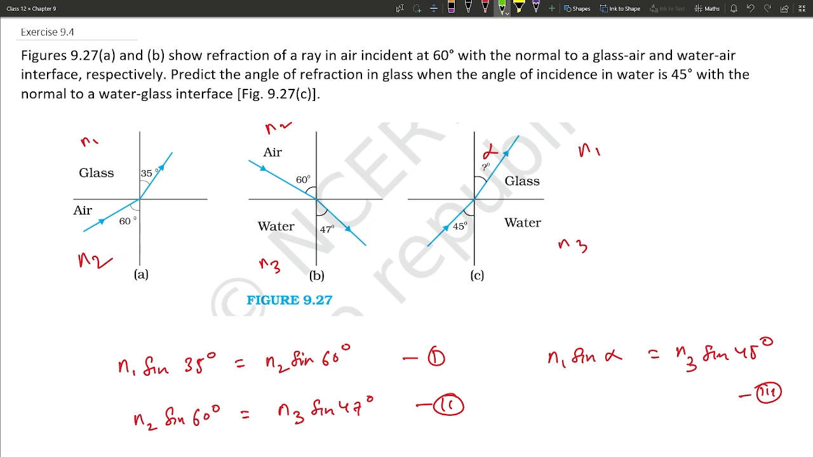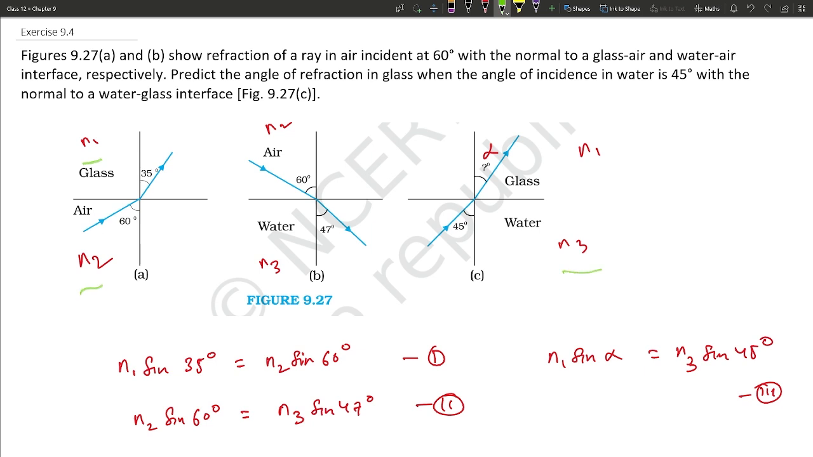Now we have been given two cases of air-glass interface and water-air interface, and we have to find out what is the angle of refraction in the glass-water interface when the ray is incident in the water and going to the glass media. So we will use Snell's law over here. Here for convenience I have taken the refractive index of glass as N1, refractive index of air as N2, and refractive index of water as N3.